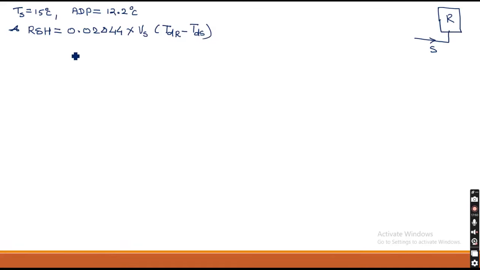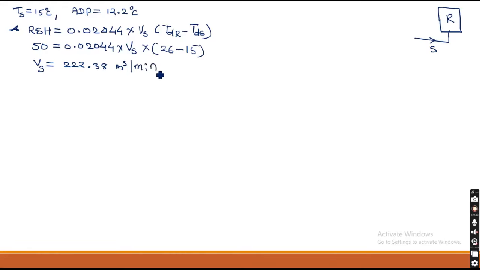But already we have the room sensible heat. It is 50. So 50 equals 0.02044 multiplied by Vs, which is to be calculated, multiplied by TDR, which is 26 degrees Celsius, minus the supply temperature we just got, 15. If you solve the problem, we get the supply volume flow rate as 222.38 meter cube per minute.